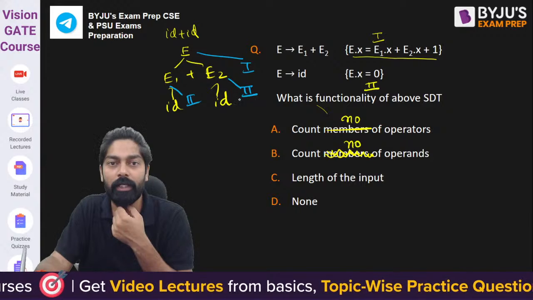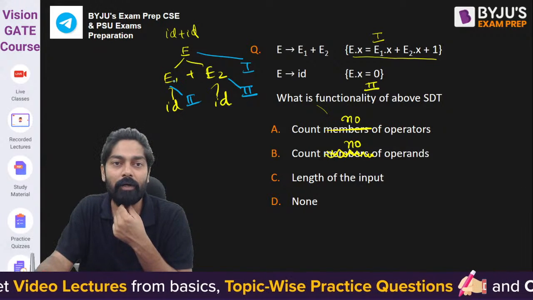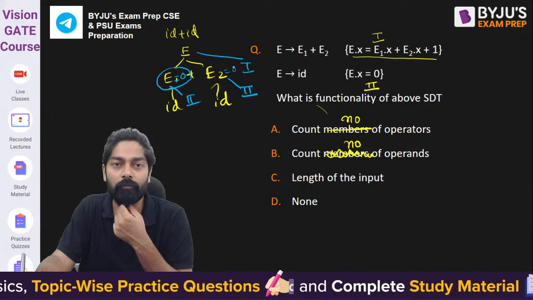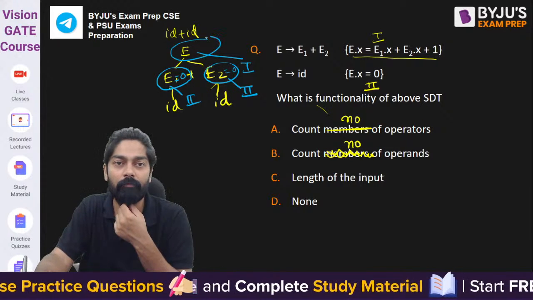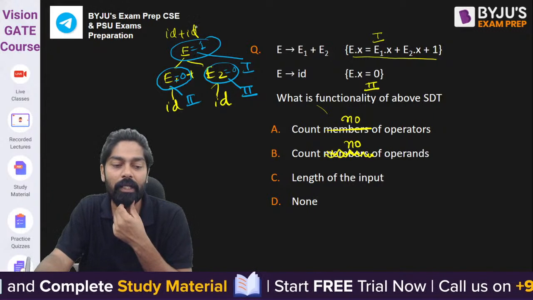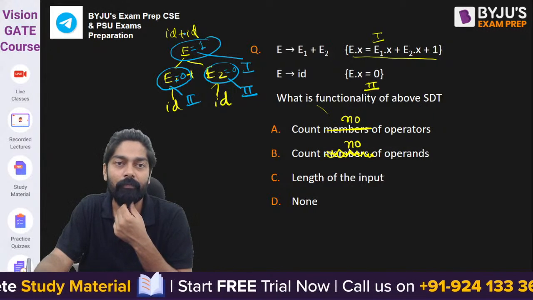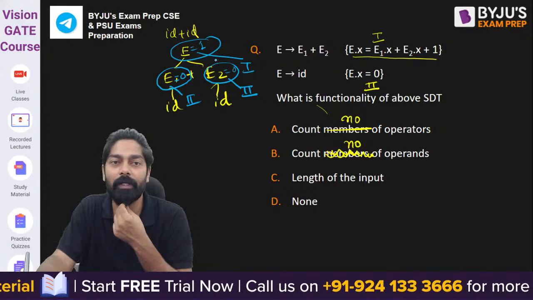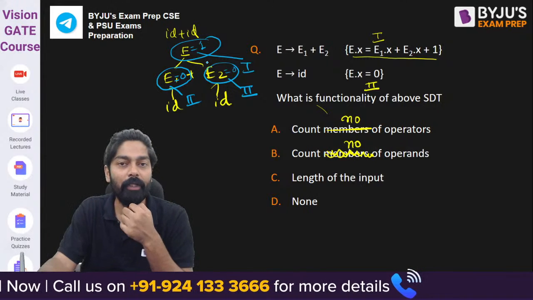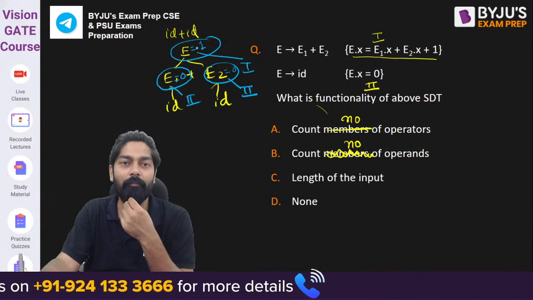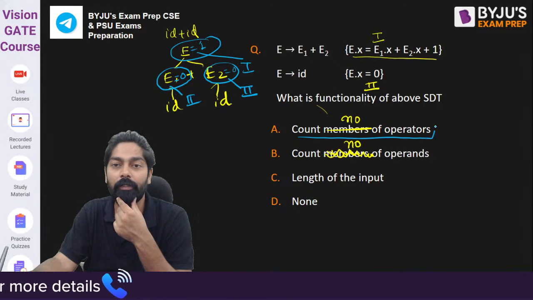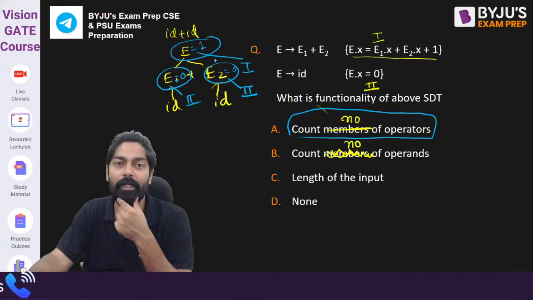So here it is the first one, and here the second one. What it is doing, see clearly, E.x, this value becomes 0. What about this value? This value becomes 1. 0 plus 1 is nothing but 1. So my dear friend, if you see clearly, we have only one operator here, so it is counting the number of operators. The answer will be number of operators. Here we have only one operator, that's why it is giving 1.